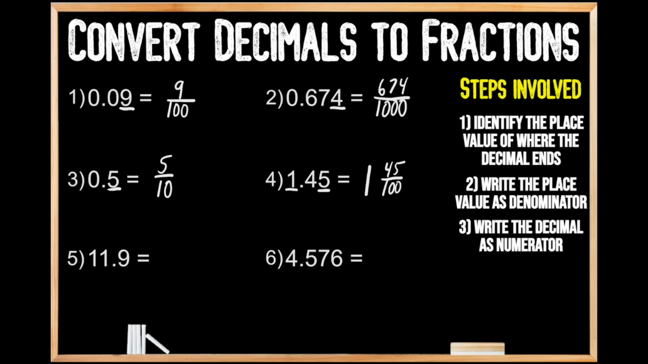Now we're going to move on to question number 5, where this time we're being asked to convert the decimal of 11.9 into a fraction. Since we have a whole number, the first thing we're going to do is write the value of our whole number in our answer, and then we can figure out the fractional part of our mixed number. Following the steps we've been following, our decimal ends in the tenths place, so our mixed number is going to have a denominator of 10 and a numerator of 9, because the value of our decimal is 9, giving us a mixed number of 11 and 9/10ths.